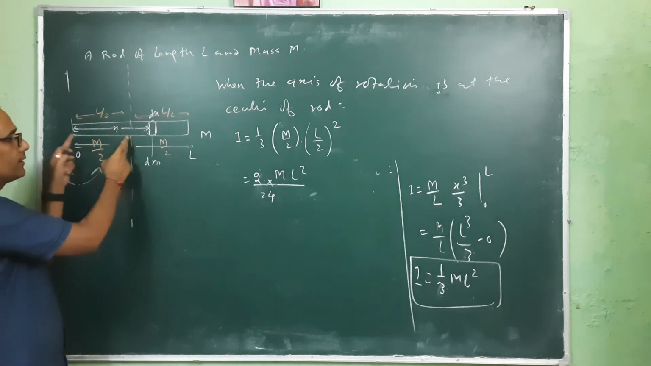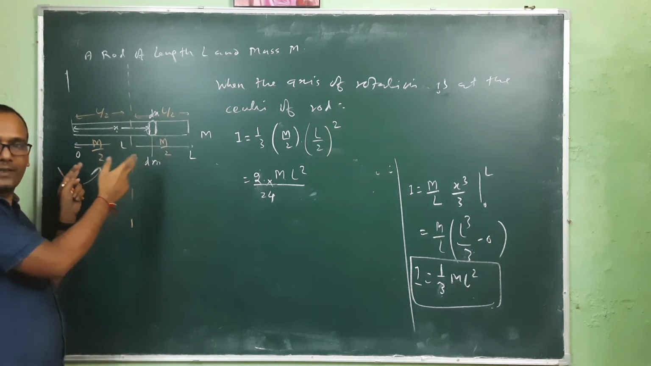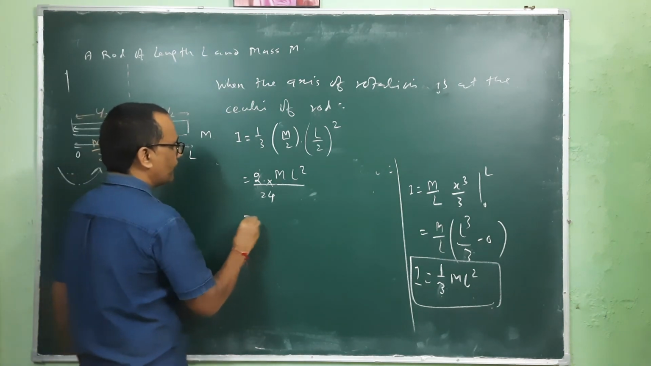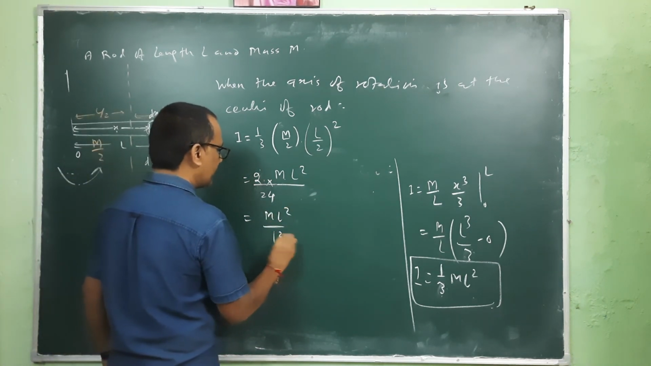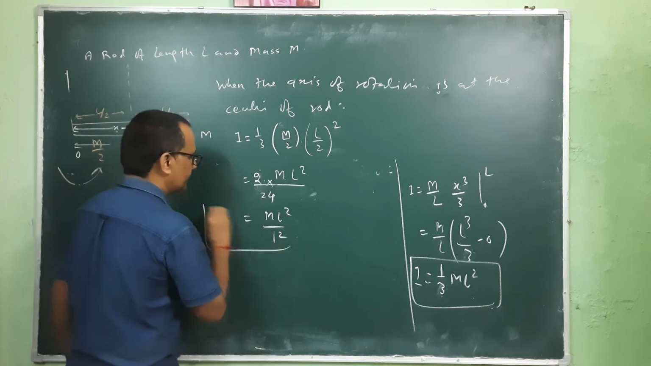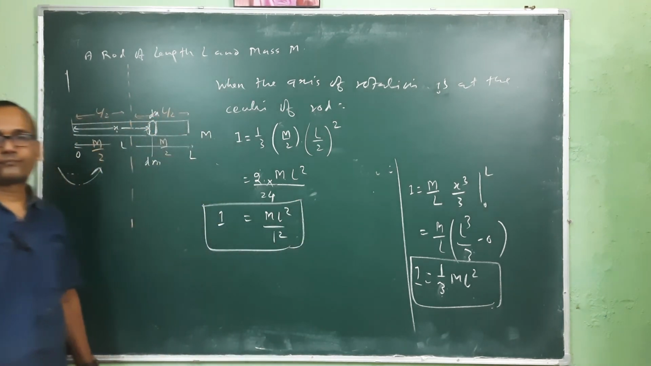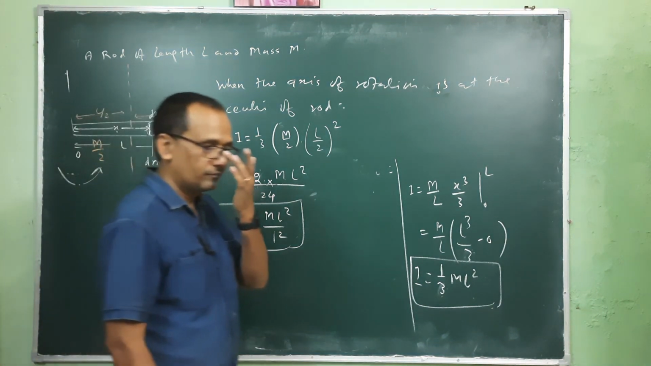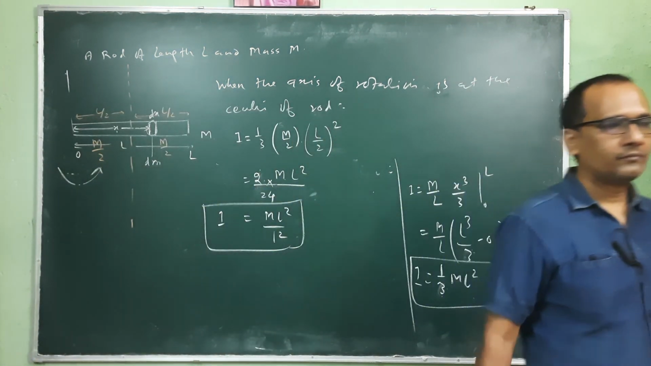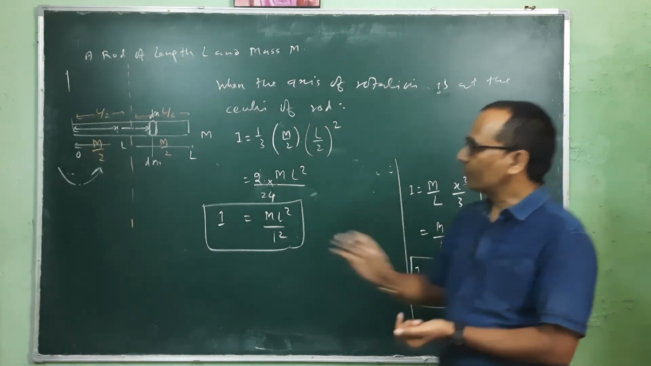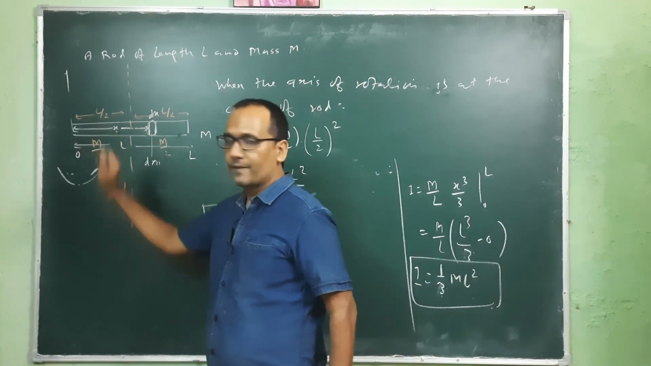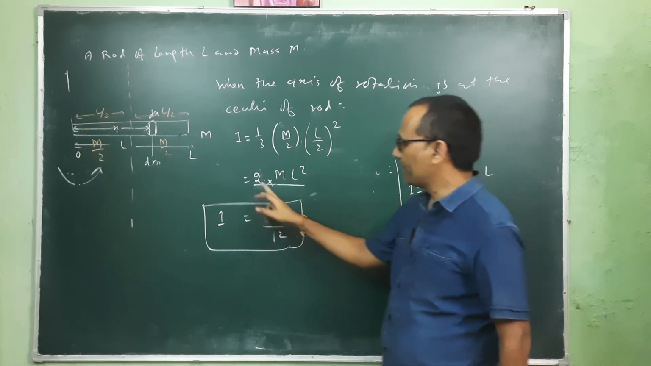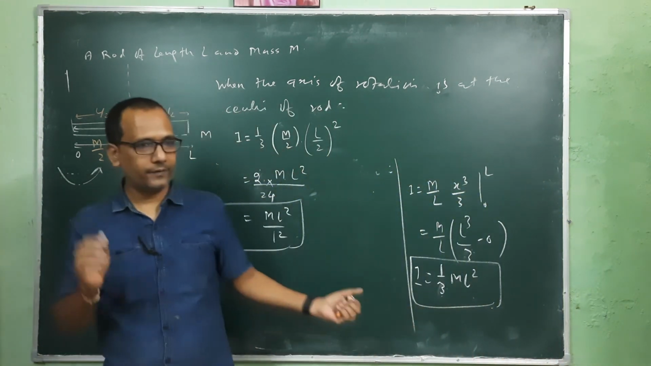This is 1, this is 1, so we will take the plus with plus sign. So this plus this will be equal to M L square by 12. Because this is a combination of two systems, each individual part is equal to M L square by 24 when we multiply this.